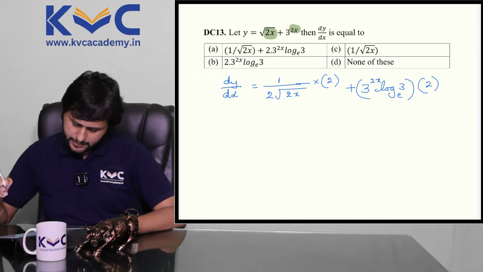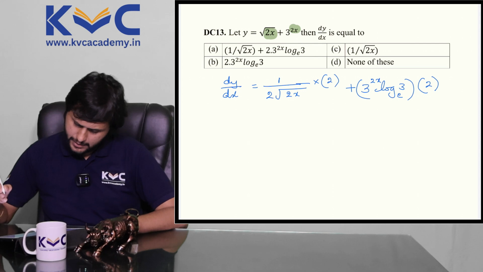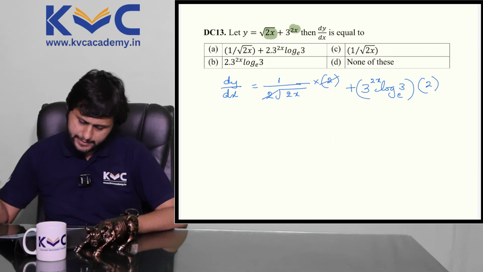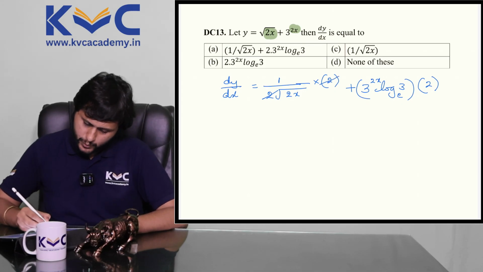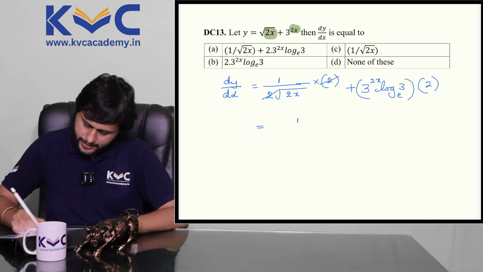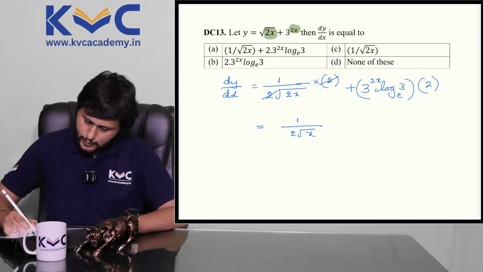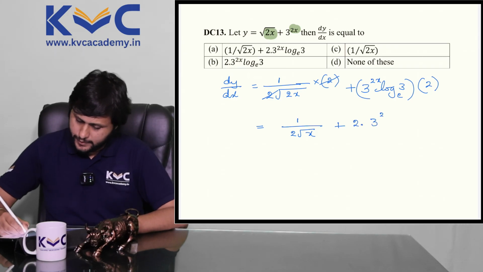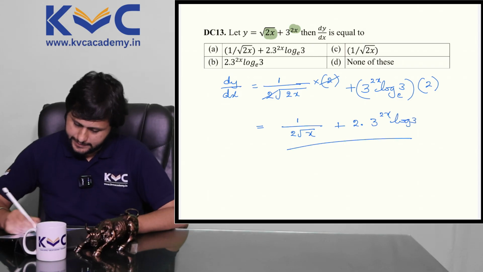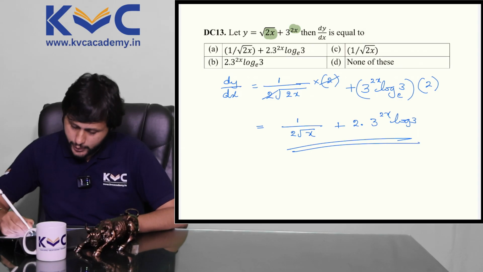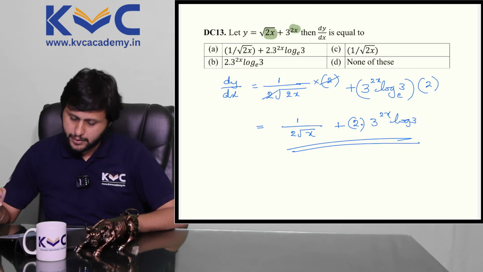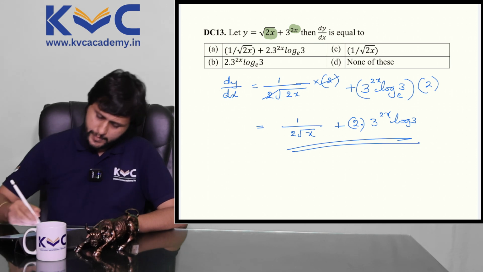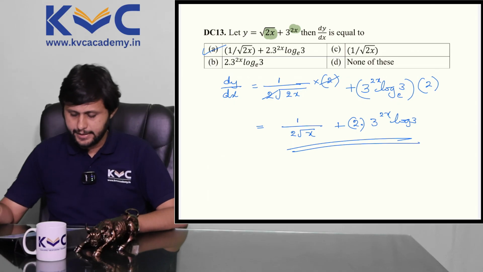Okay, do we have that in the options? Okay, so 2 is common. No, in fact this 2 and this 2 cancels. So what remains now? Equal to 1 by 2 root x plus 2 into 3 to the power 2x log 3. This is the final answer. Okay, that is 2 into 3 to the power 2x log 3. Looks like option A is the right answer. Just confirming. Yes, option A is the right answer.